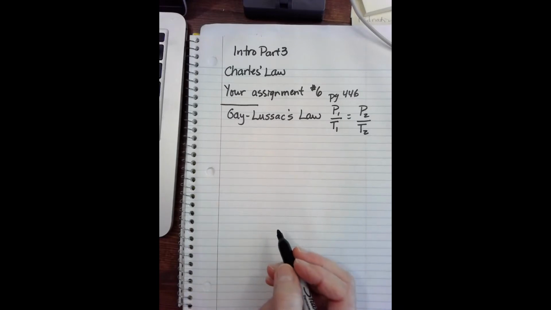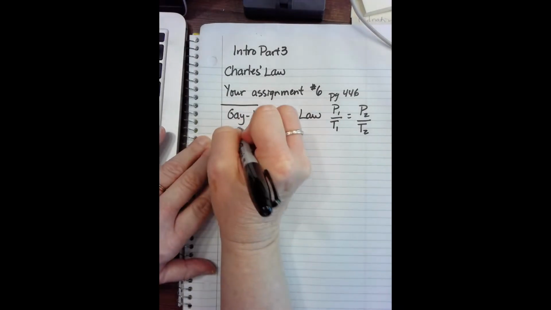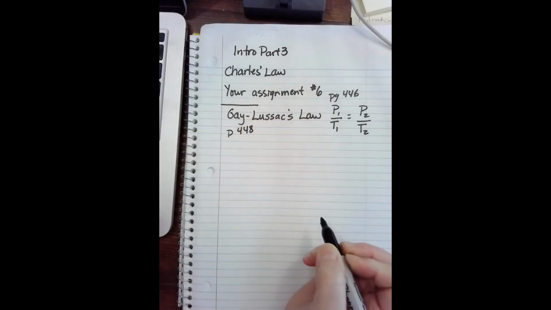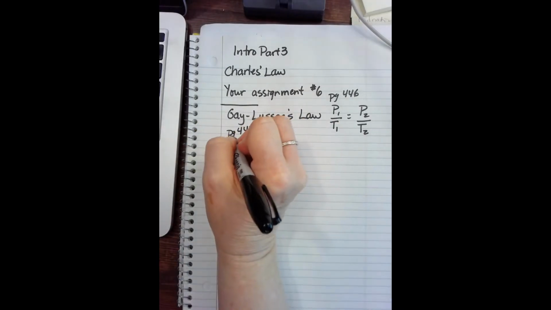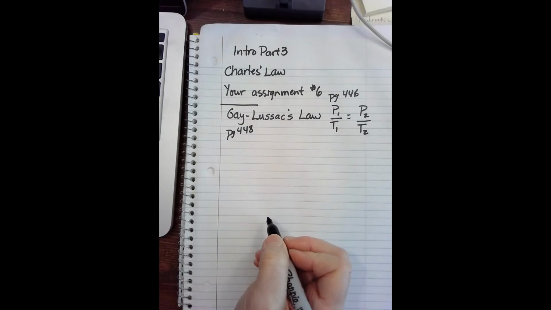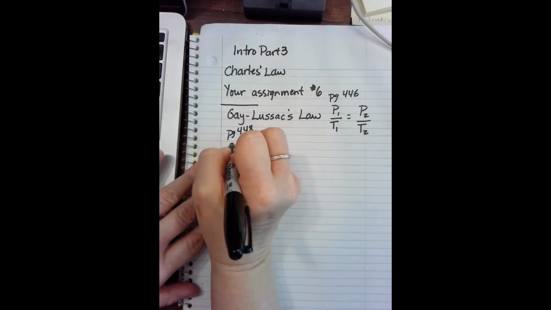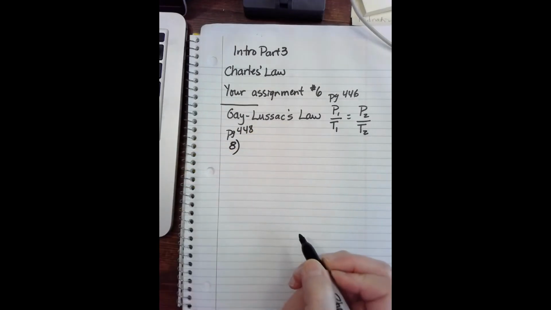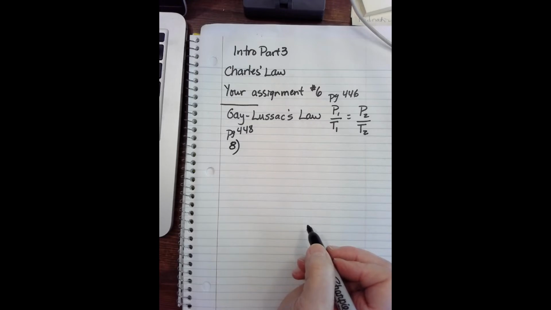So we are going to be working on page 448. So please turn there in your textbook and you can follow along. Our sample problem that I'm going to solve is number 8. This says the pressure in an automobile tire is 1.88 atmosphere at 25.0 degrees Celsius. What will be the pressure if the temperature increases to 37.0 degrees Celsius?